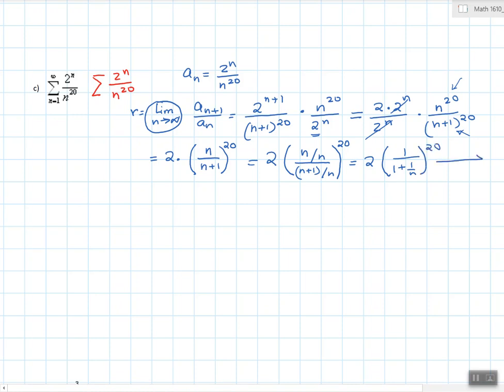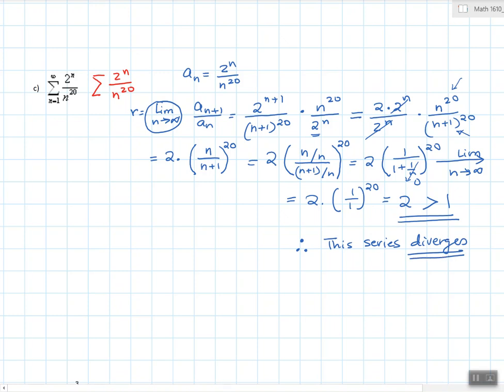And now I am ready to take the limit n going to infinity. So what happens? 2 stays 2 and this guy goes to 0. So I have 1 over 1 raised to the power 20, which is obviously 1, and so r is 2. And now 2 is greater than 1. If you remember in the ratio test, if r is greater than 1, then the series diverges. So therefore, this series diverges.